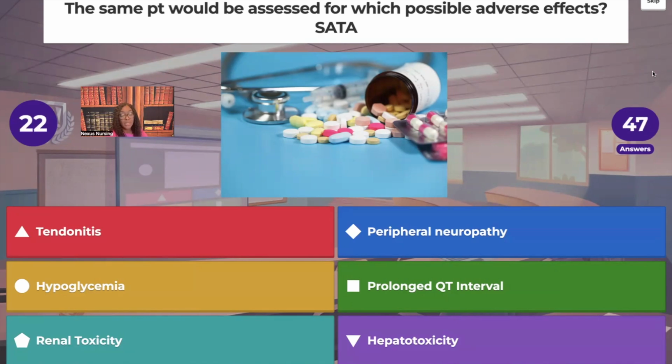By the way, guys, this is a famous NCLEX question, not this exact question, because I have character limitations on Kahoot, but the subject matter, knowing these adverse effects, you have to know them. Usually you'll see it in a case study or a select all that apply.